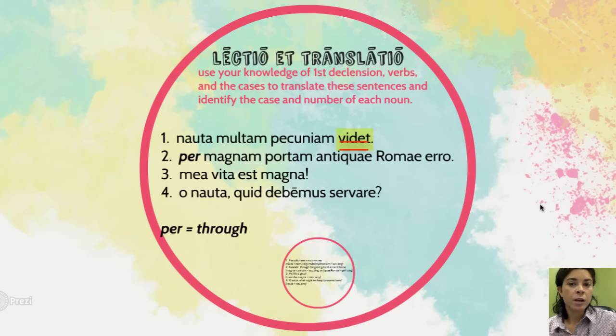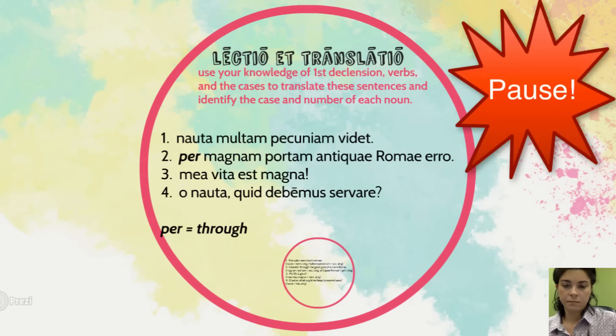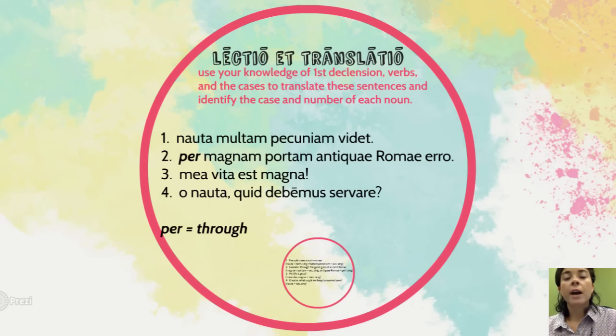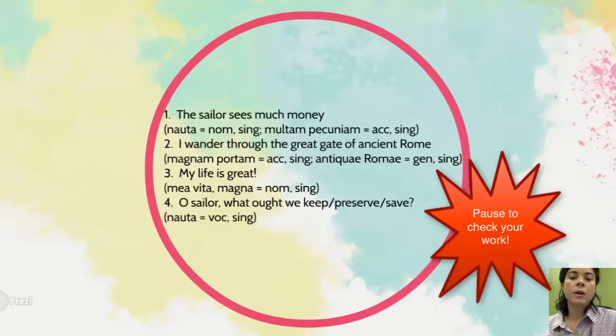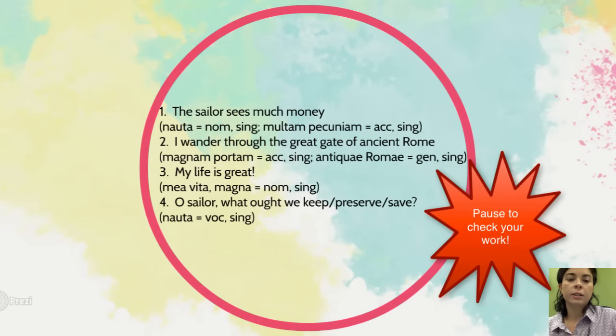I'd like you to double underline, just underline twice, each verb in the sentence, just so that you know where your action is taking place or where your verb is. Pause the video, resume when you are done. Okay, now we're going to take a look at the answers to these exercises. So go on and take a look and check your work.